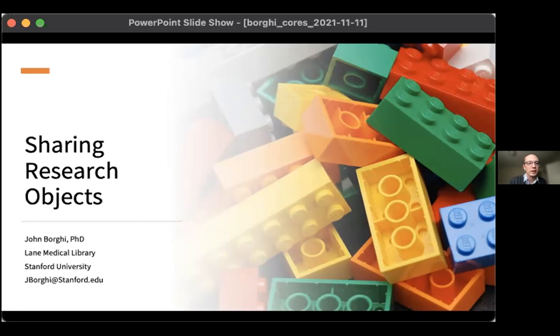So I will be talking about how to share research objects. I'll be talking mostly conceptually about kind of what that means, what that looks like. And then in the next talk, my colleagues from Stanford libraries will be talking about how to actually do it in practice.